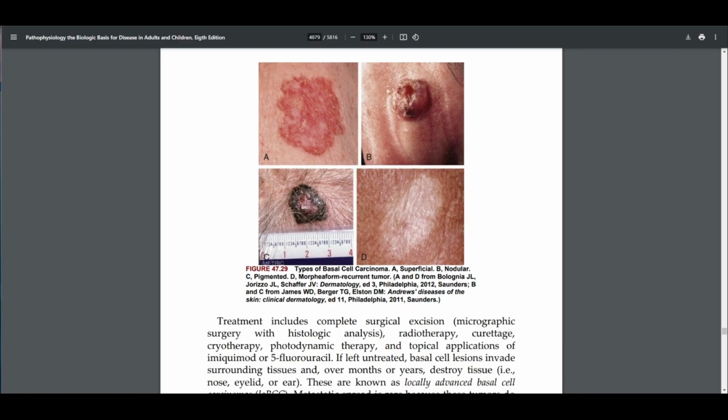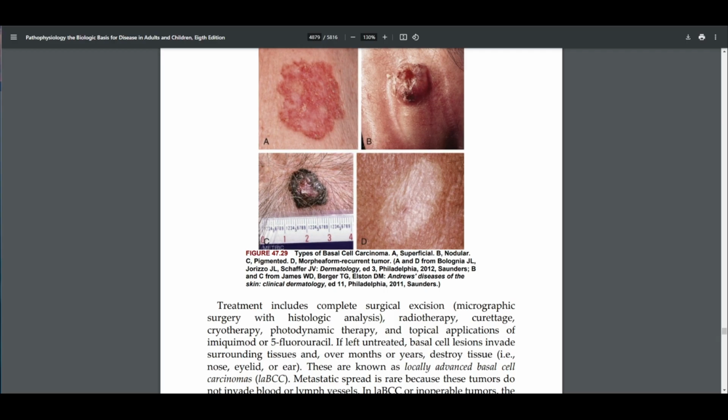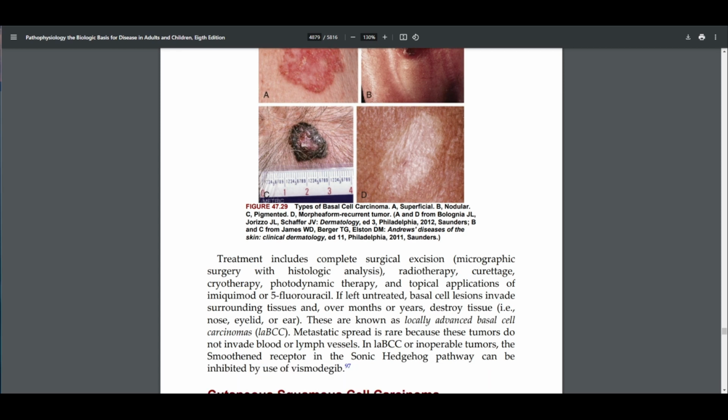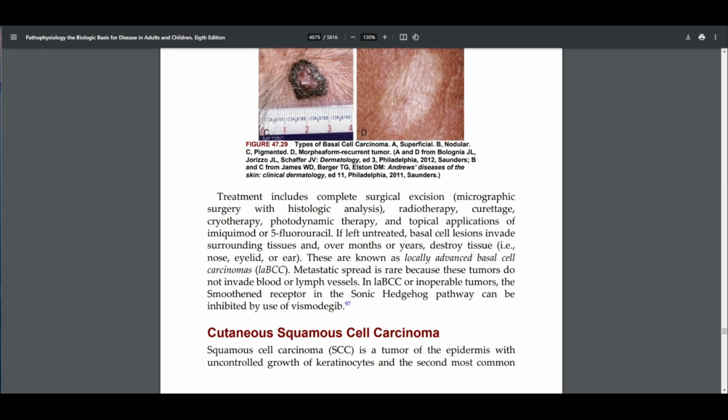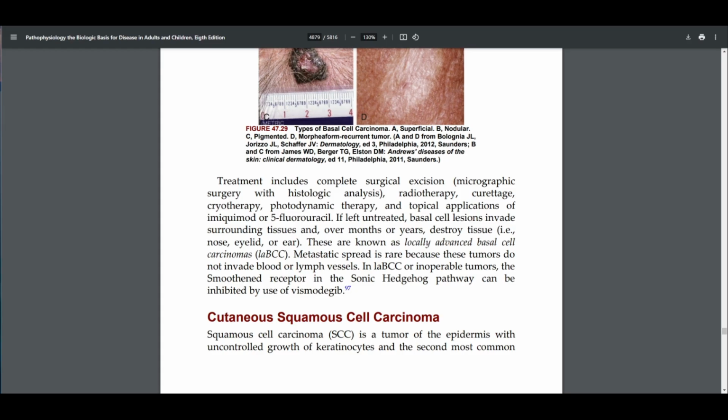Treatment includes complete surgical excision, radiotherapy, curettage, cryotherapy, photodynamic therapy, and topical applications of imiquimod or 5-fluorouracil. If left untreated, basal cell lesions invade surrounding tissue and over months or years destroy tissue. These are known as locally advanced basal cell carcinomas. Metastatic spread is rare because these tumors do not invade blood or lymph vessels.